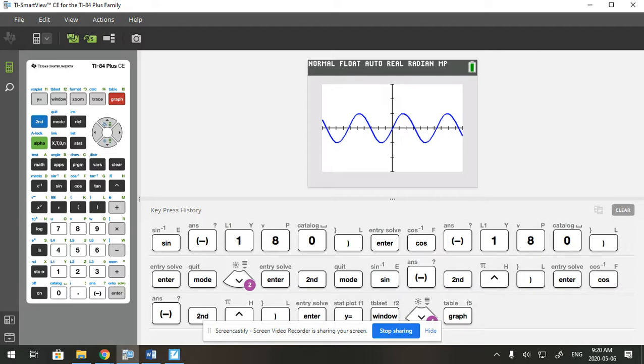So that's the basic sinusoidal function, but obviously we're going to add some extra stuff to it. So let's go to the next page and analyze some things that we can get from this graph.